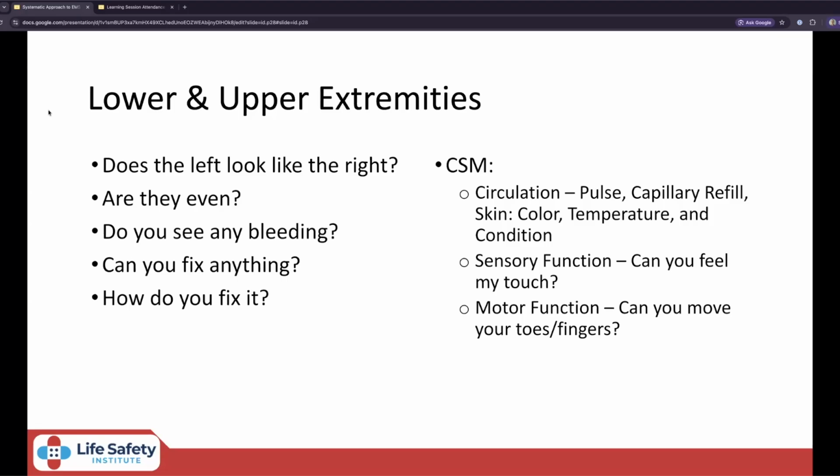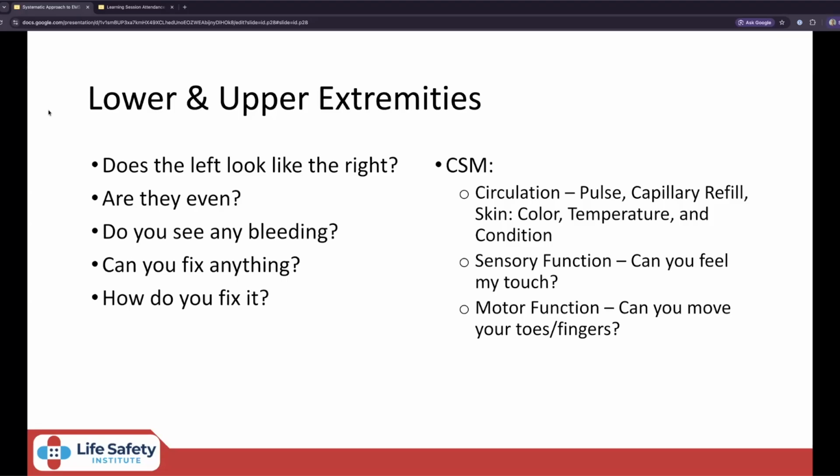If it's under 2 seconds, it's brisk. If it's more than 2 seconds, it's delayed, which can be a problem. Skin, we're looking CTC: color, temperature, condition. Is the color of the skin appropriate for the patient? Temperature, right? Normally you feel somebody, they feel body temperature. If they have a fever, they feel warm. Or if they're hypothermic or in shock, sometimes they'll feel cool, right? And then condition, right? Is it sweaty? Is it dry, right?